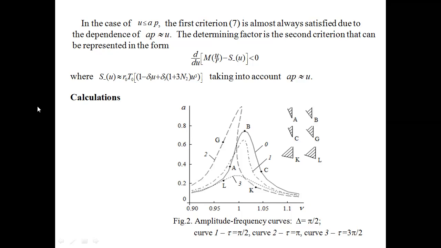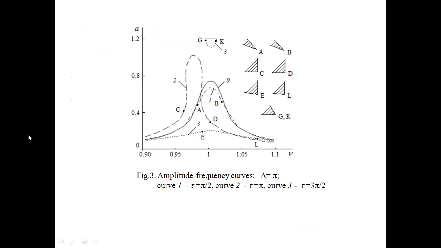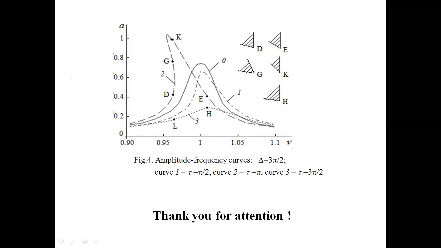After calculation, in Figure 2, we can see amplitude frequency curves for delta equal to π divided by 2. In Figure 3, we can see amplitude frequency curves for delta equal to π. And finally, in Figure 4, we can see amplitude frequency curves for delta equal to 3π divided by 2.